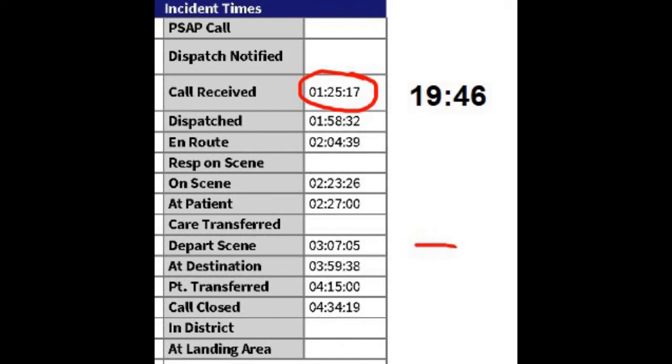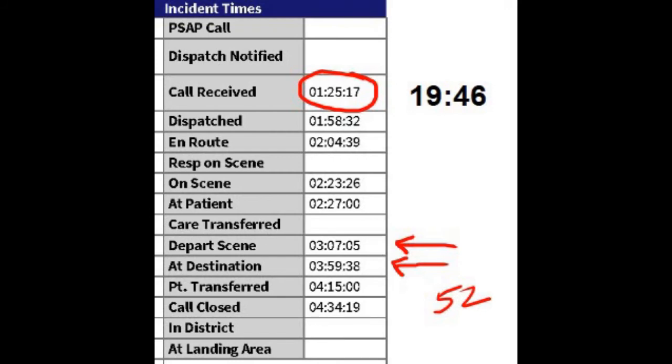On top of that, we departed the scene with the patient, started transporting at 3:07, and we arrived 52 minutes later at 3:59. Now, granted, it is 3:30, 4 o'clock in the morning, so there's not going to be a lot of traffic on the highway.